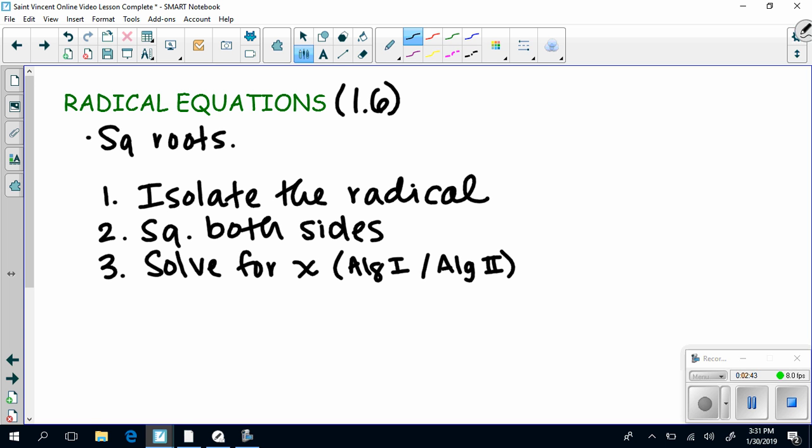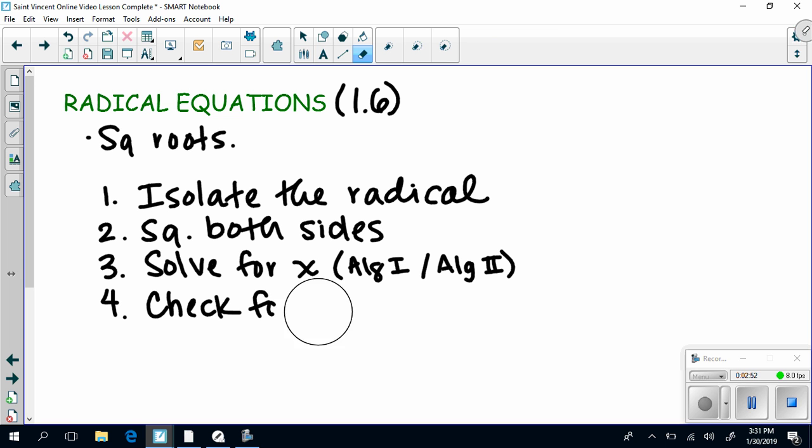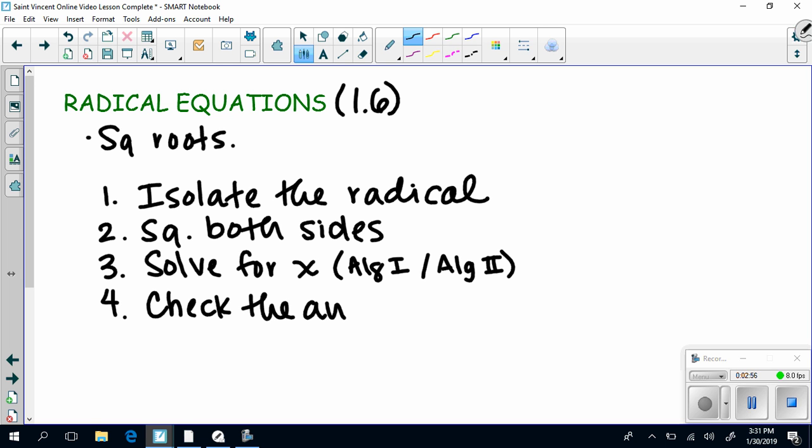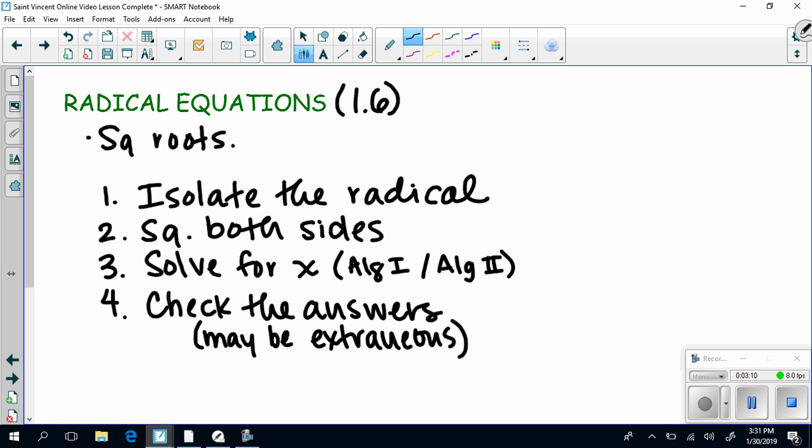Okay, so the last step here, the step everybody hates. This one, you have to check for answers. You have to check the answers. And the reason you have to check the answers is because sometimes they do not work. Okay, so they may be extraneous. And that's called extraneous. So they might be extraneous solutions. So as far as that, you do have to check.